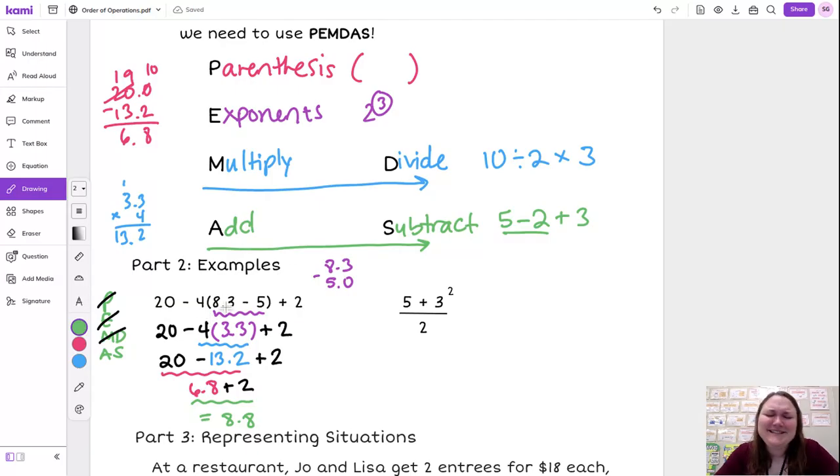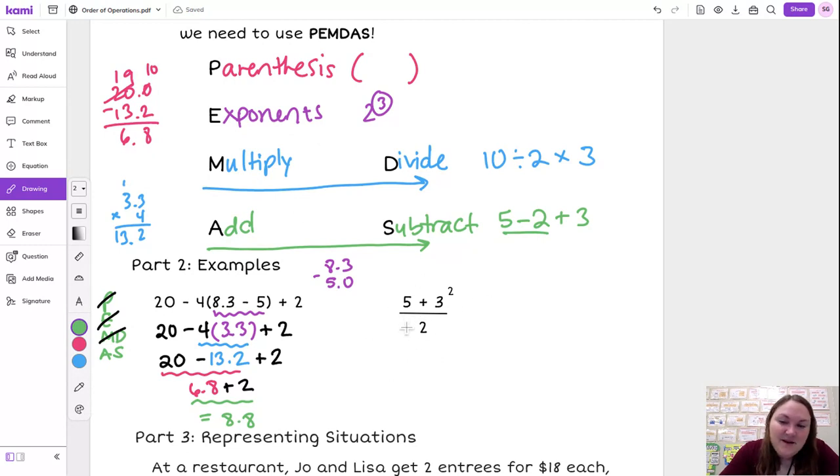This is about as crazy as a problem gets. This had 1, 2, 3, 4 steps here. And PEMDAS helps us solve a lot of these problems. There are some exceptions to this rule here. For example, this problem over here on the right.